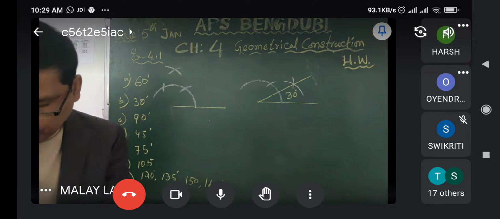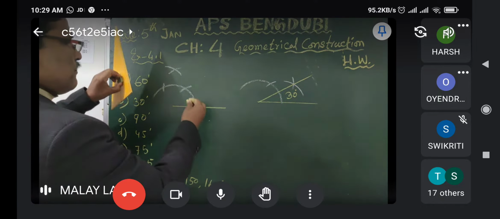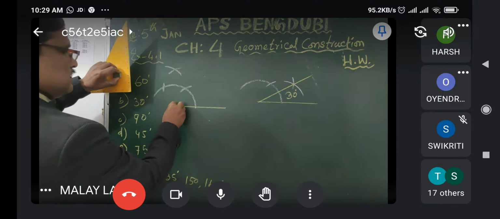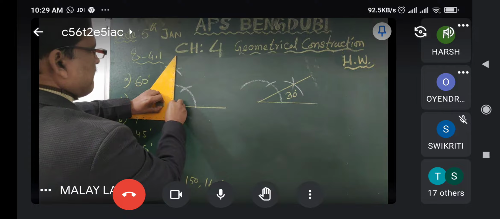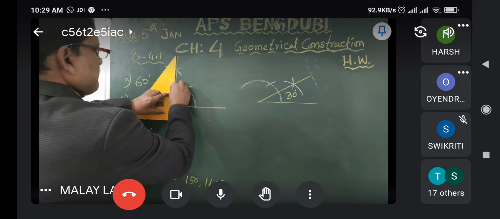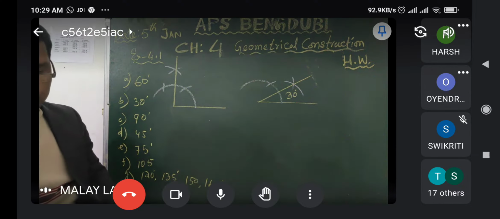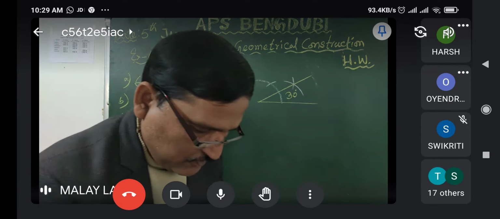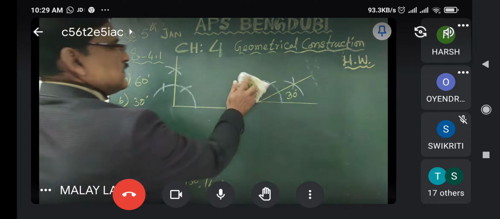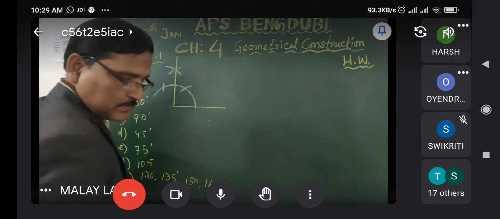Okay. Now place your pencil first and then ruler and join. This is how much? So this is 90 degree. Okay. Now this side I am rubbing it.